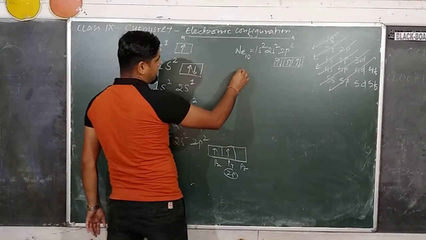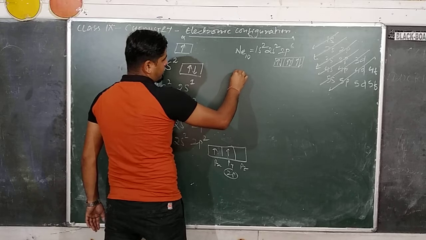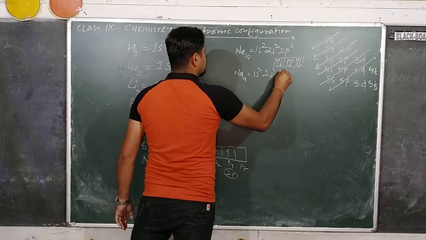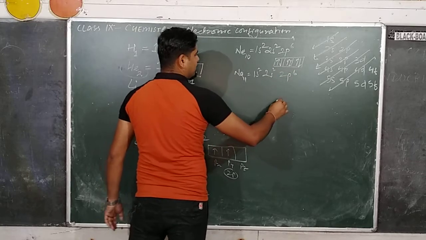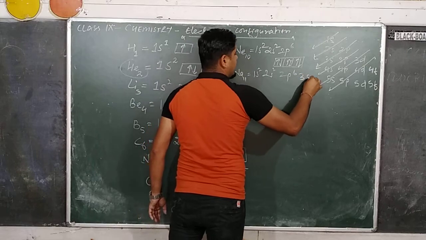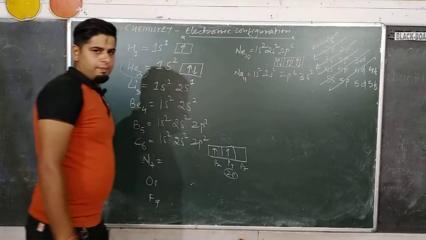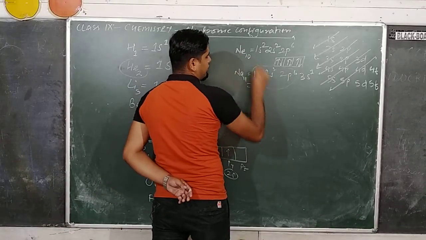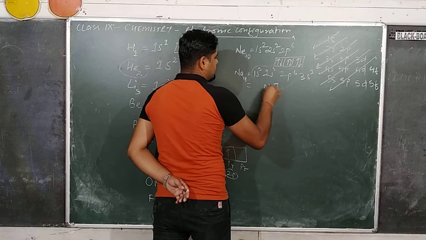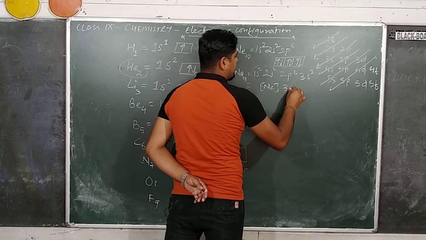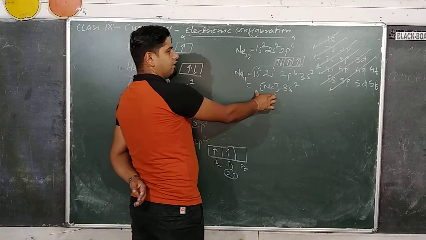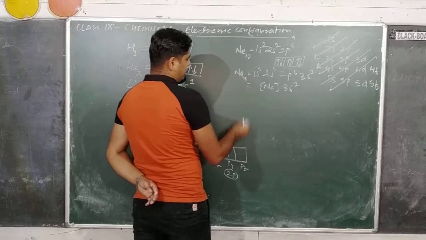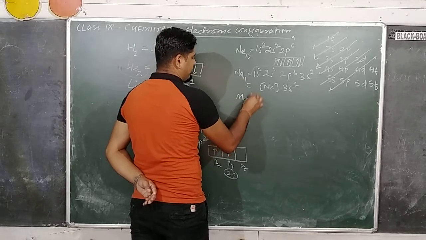After neon, what do we get? Sodium, that is 11. 1s2, 2s2, 2p6. After that, 3s1. Yes or no? Or you can write like this. This is the configuration for neon. So you can write neon inside this bracket, and then 3s1. This way also you can write the electronic configuration. Got it? Sodium.